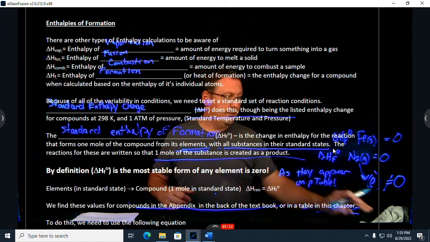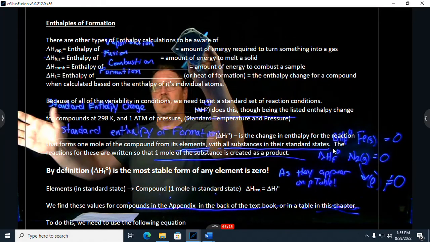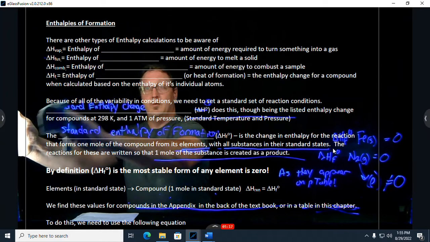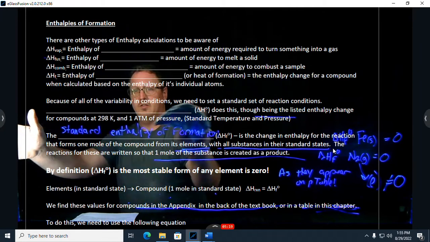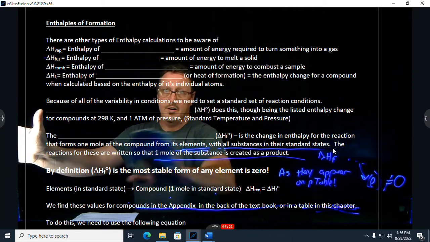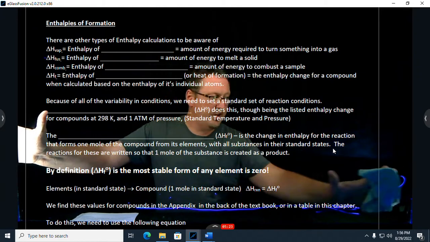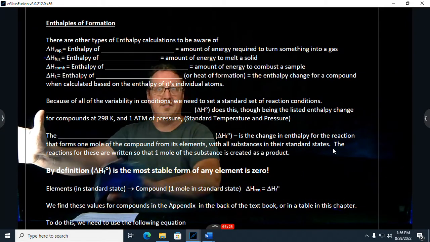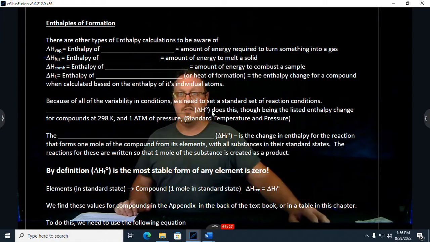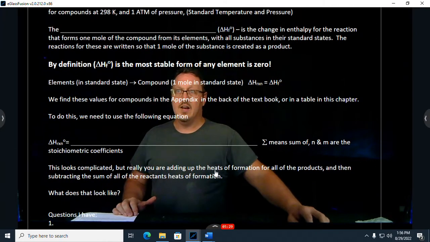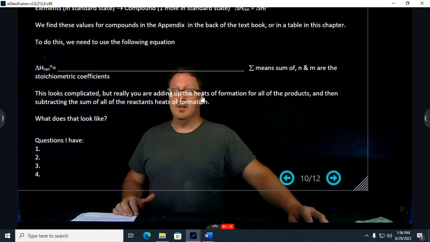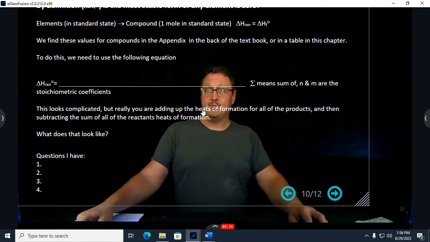Okay, now to be able to do this, we have a big ugly equation that we're going to work through. Let me show you what that big ugly equation looks like, and let's figure out how to use it right away. It looks really ugly, but it's not. It's kind of a chill equation once we figure out how to do it. Okay, so here we go.